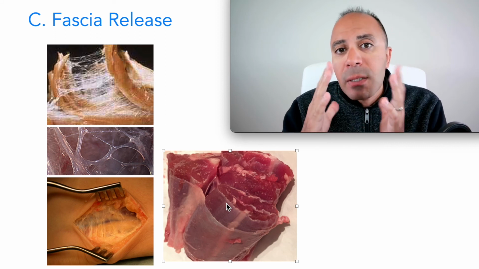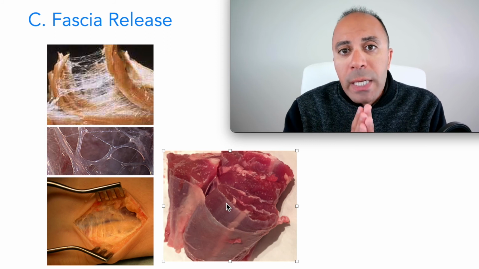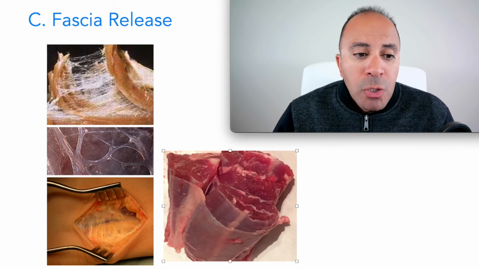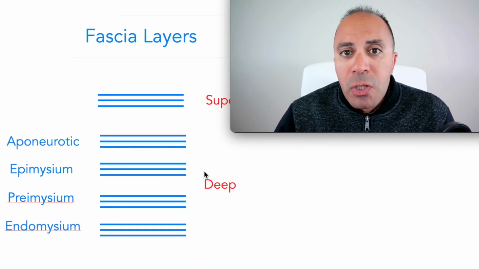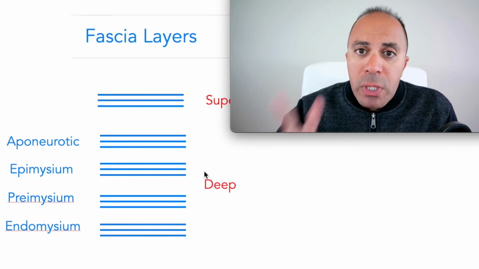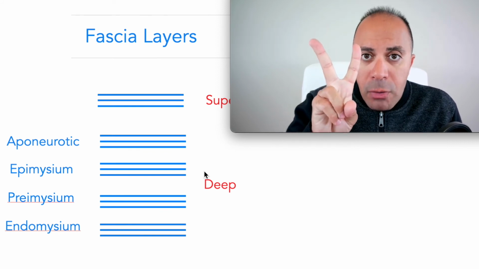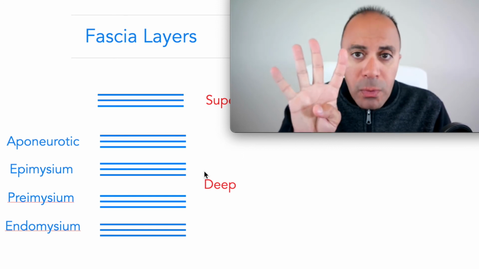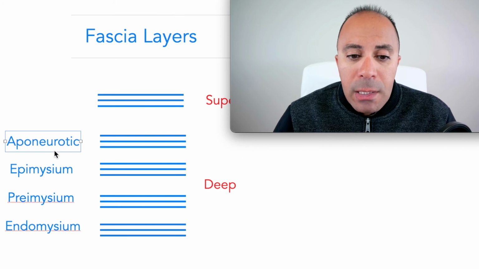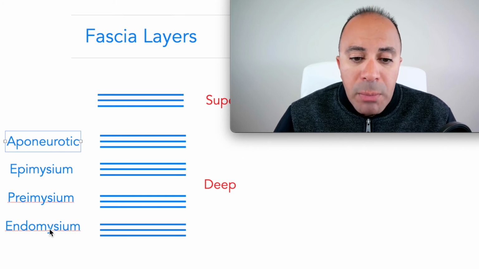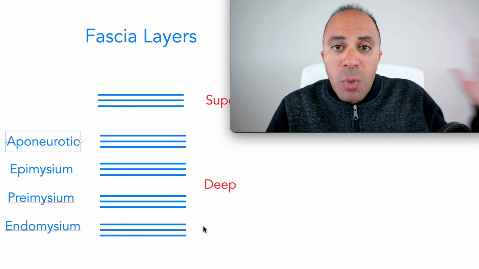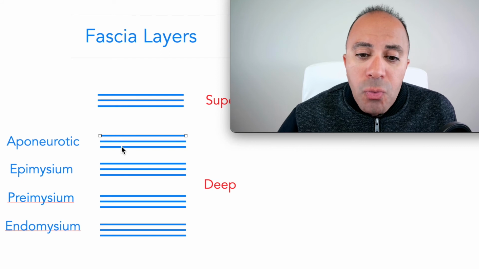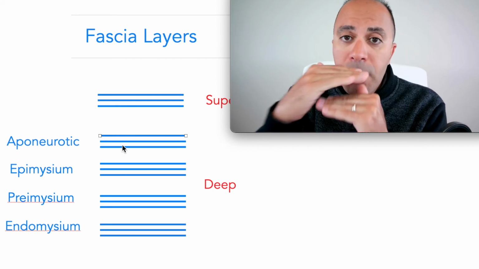Then we have a layer that's wrapping a group of muscles, and another layer wrapping each individual muscle. To make things more complicated, but don't worry, the treatment is very simple, the fascia system consists of 2 major categories, superficial layer and deep layer. And the deep layer is actually divided into 4 subcategories. As you see here, the aponeurotic fascia, epimysium, perimysium, and endomysium. To make things more complicated, each of these layers consists of 2 to 3 sublayers on top of each other.